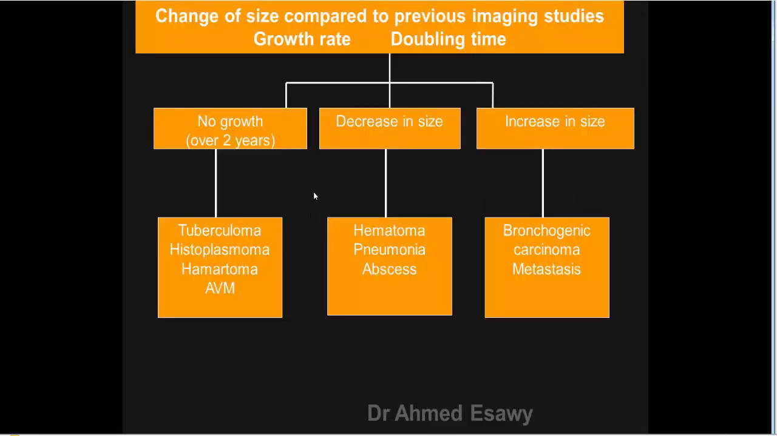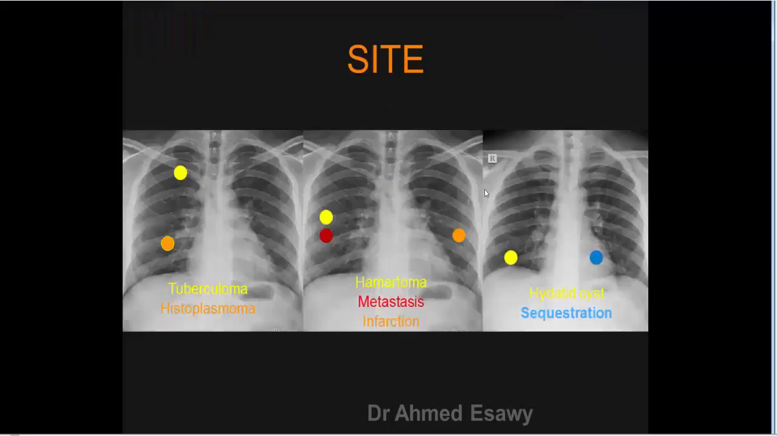As regards change in size compared to a previous imaging study, growth rate and doubling time: no growth over 2 years suggests tuberculoma, histoplasmoma, hamartoma, AVM; decrease in size suggests hematoma, pneumonia, abscess; increase in size suggests bronchogenic carcinoma and metastasis. As regards site, tuberculoma is present mostly in the right upper lobe, histoplasmoma in the right lower mid-lung zone, hamartoma mostly in the right mid-lung zone.